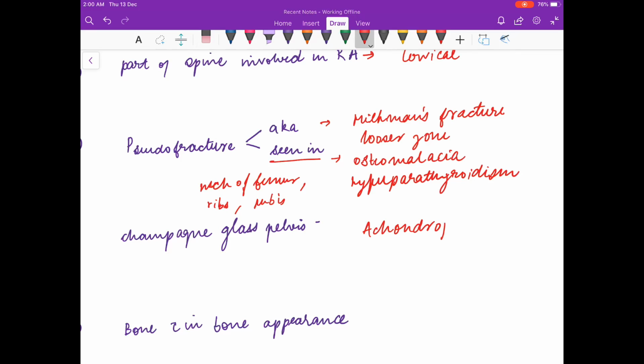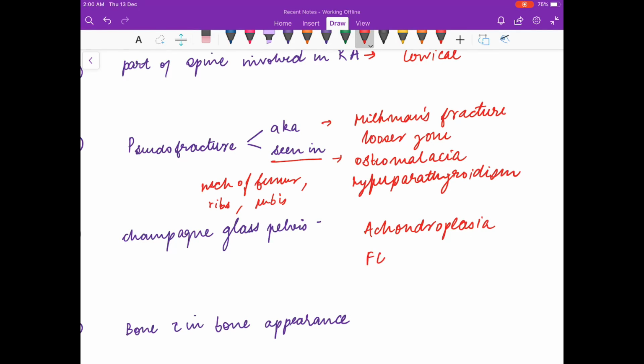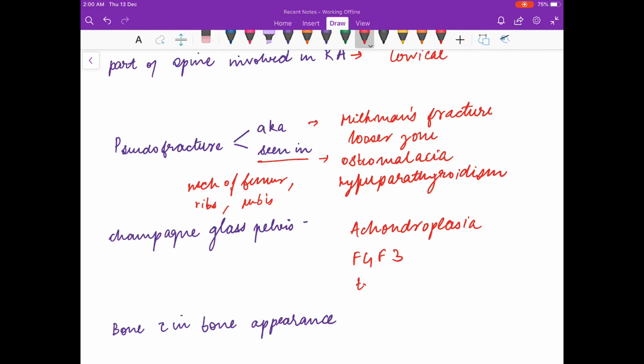Champagne glass pelvis is seen in achondroplasia. Mutation seen in achondroplasia is FGFR3 mutation. Also, you see trident hand and rhizomelic shortening, which means shortening of proximal limbs.